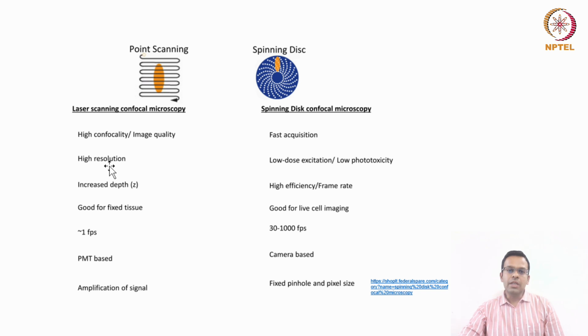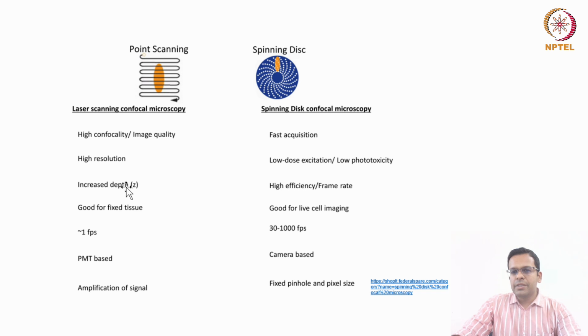Okay. So laser scanning confocal provides high resolution, whereas this offers low dose excitation and low phototoxicity. As we previously discussed, the laser scanning confocal microscope is very detrimental for live cells because it may lead to photobleaching and photodamage, because of the high laser powers. Whereas here it's a low dose excitation because the laser beam is split into multiple points, so the dose of the laser power is shared, and because of that it creates low phototoxicity.